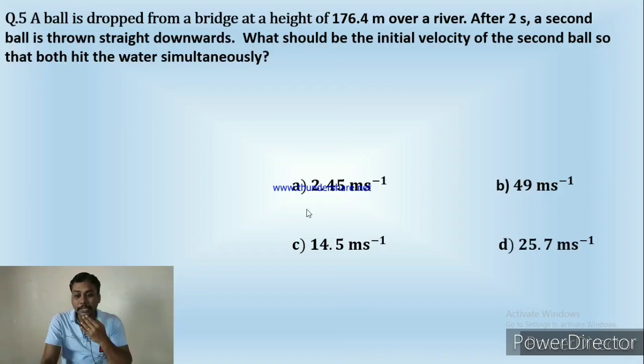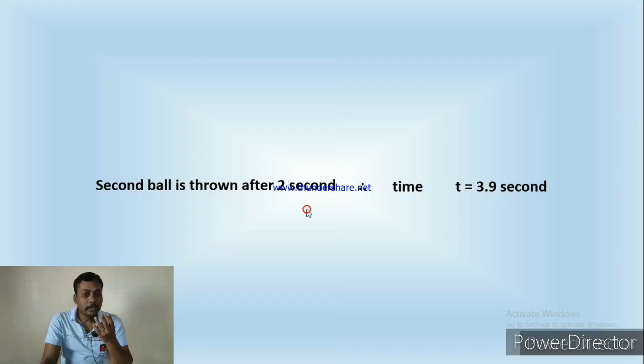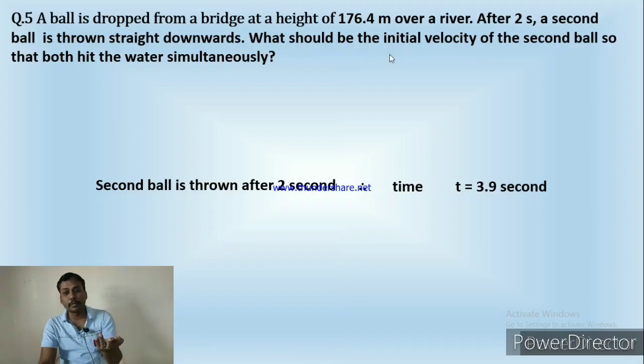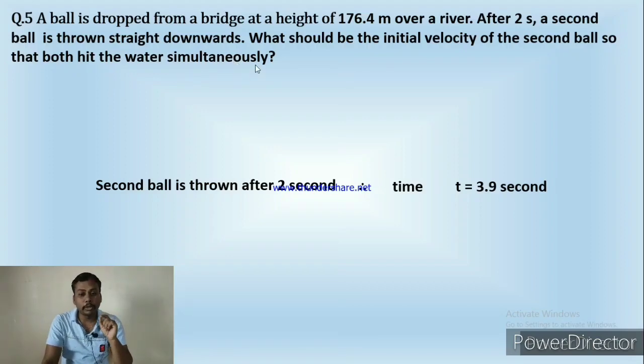So let's see what the answer is here. A ball is dropped from a bridge at a height of 176.4 meter over a river. So here h is 176.4 meter, and from that height a ball is dropped. After 2 seconds another ball is thrown, means after the first ball, after 2 seconds the second ball is thrown. So what should be the initial velocity of the second ball, so that both hit the water simultaneously?